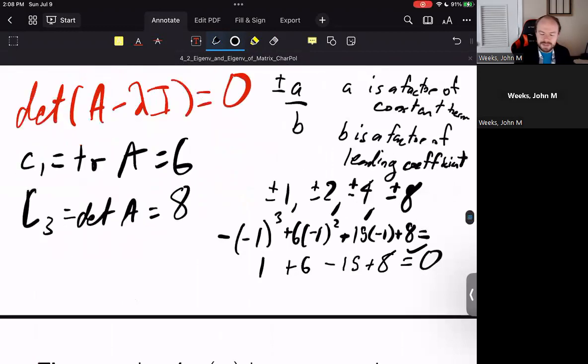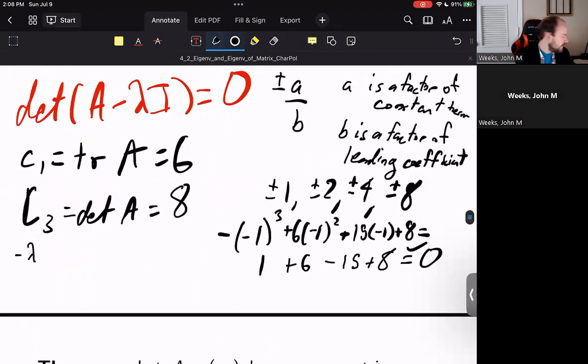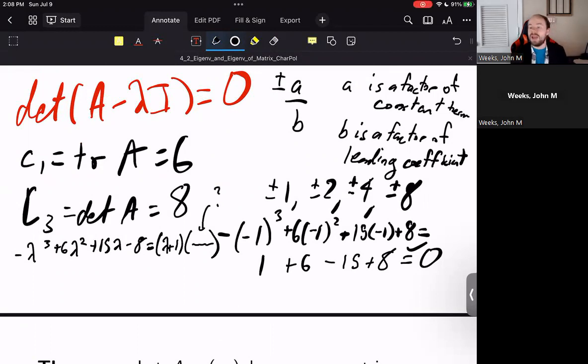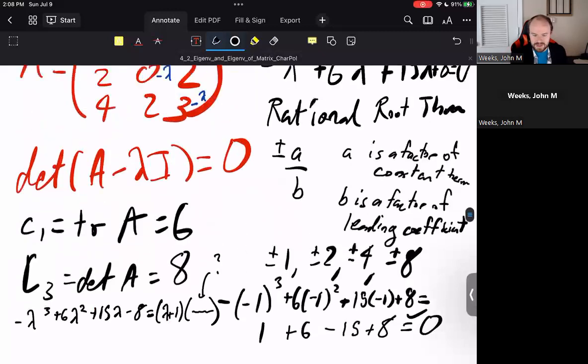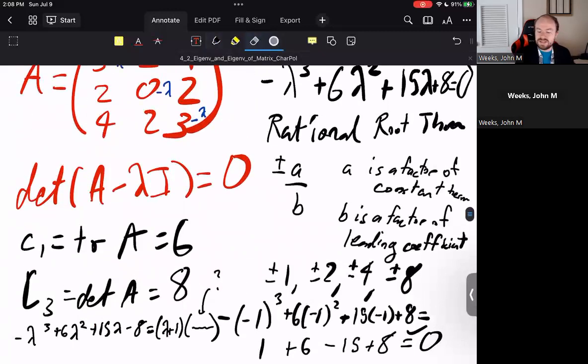So then what do I do? I take negative lambda cubed plus 6 lambda squared plus 15 lambda plus 8 and write it as lambda plus 1 times some quadratic. Question is, what is this? Well, I can go through and use factorization, or division by this particular factor, in order to do this. If you'll allow me, I'll go ahead and erase the stuff over here.